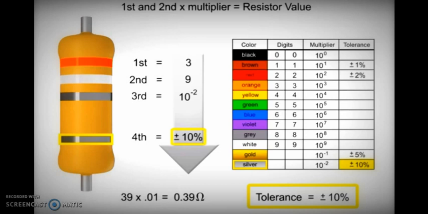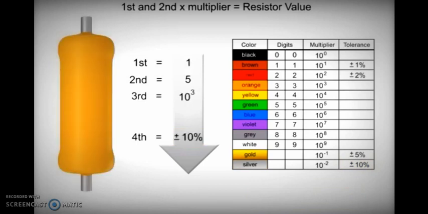Now, let us take another example where the value of the resistance is 15 kilo ohms. The first band in this case takes a value of 1, which indicates the first band must be brown, and the second band in this case is 5. So the second band is green in this case.